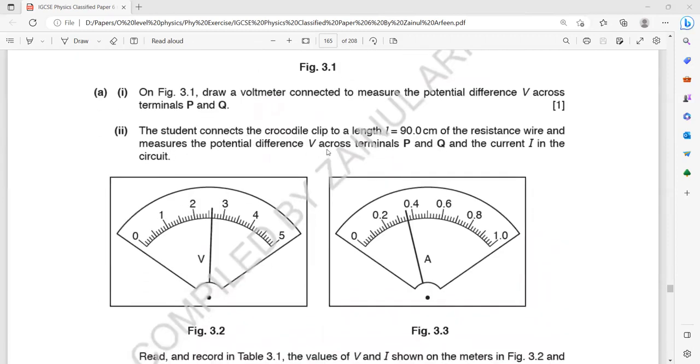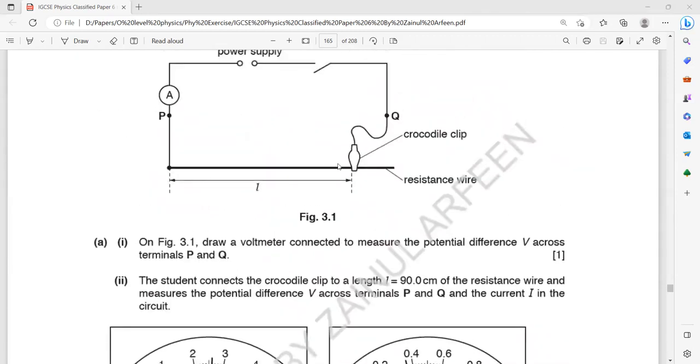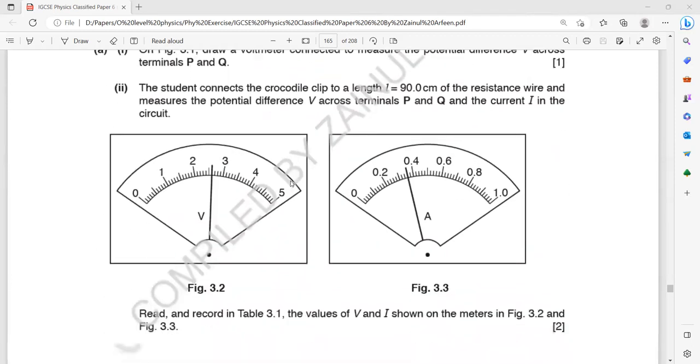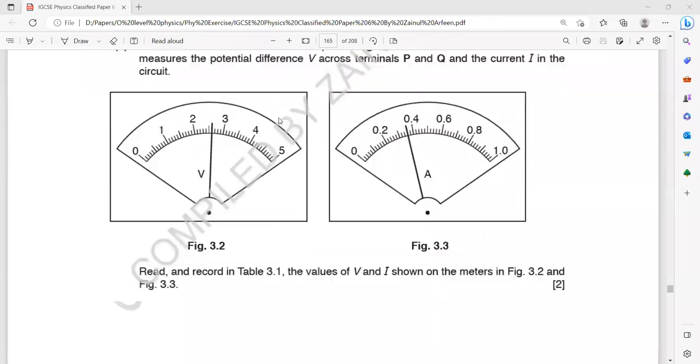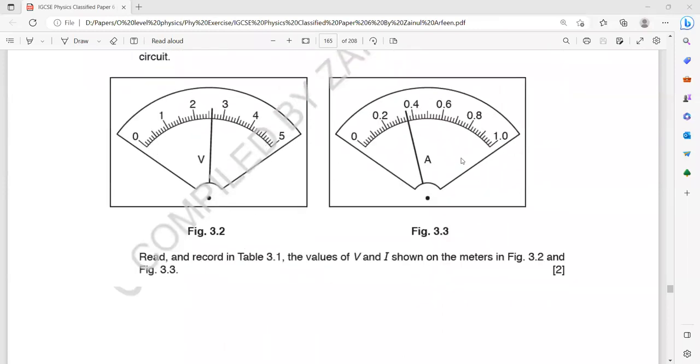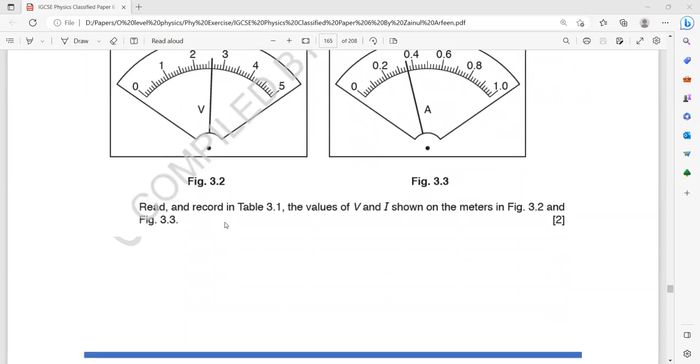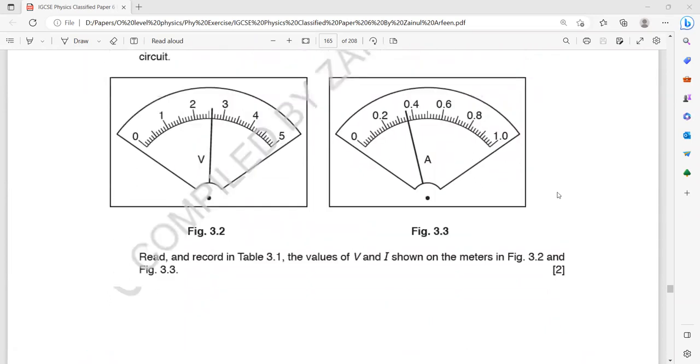Then a student connects the crocodile clips. These are the clips. The student is changing the position of this crocodile clip and records the length as 90 centimeter. Record the voltage and the current. Read and record the table for voltage and current. So what is the voltage here? What is the voltage value? 2.6. And what is the current value here?